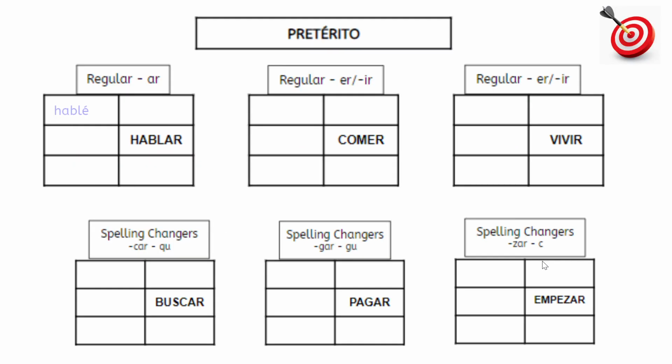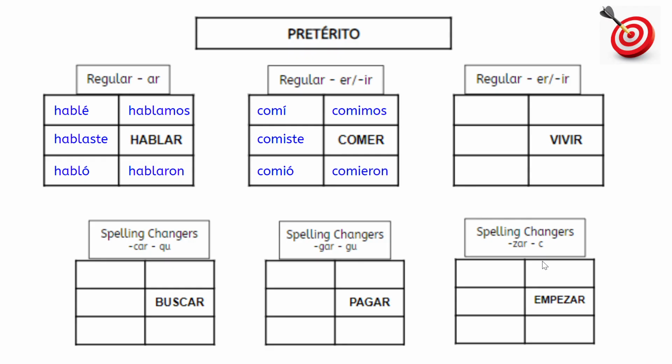Conjugating the preterite. So it's é, aste, ó, amos, aron for AR verbs. Í, iste, ió, imos, ieron for ER verbs. And same for IRs: í, iste, ió, imos, ieron.